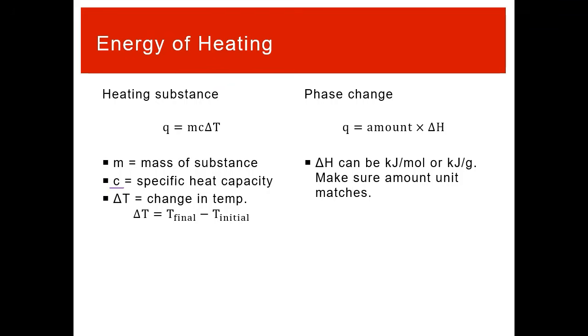When you undergo a phase change, the temperature no longer changes. You will note that over here, there is no temperature in there. Instead, the heat is equal to some amount multiplied by a delta H value, the enthalpy of that process. This is similar to doing stoichiometry. The delta H is either going to be in kilojoules per mole, in which case your amount needs to be in moles, or in kilojoules per gram, in which case your amount needs to be in grams. So your units need to match. Both of these are going to show up, and the delta H values are also provided.